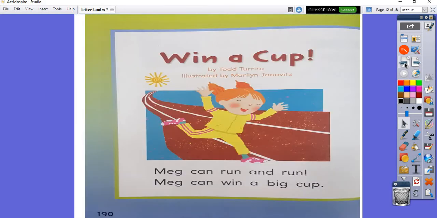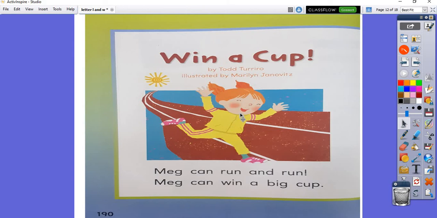Wow, we have a story. Yay! Who loves story? The story name is Win a Cup. Wow, what can we see in this story? In this story, we can see a girl.